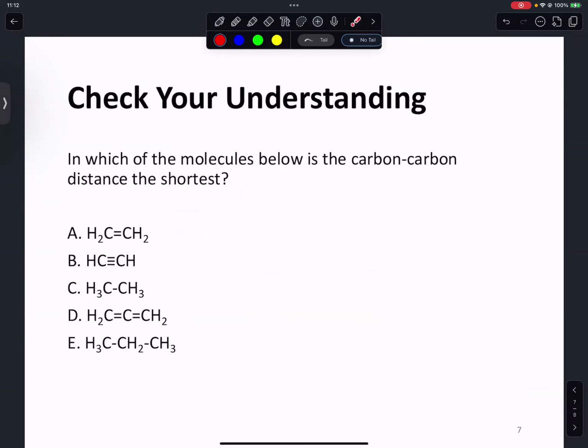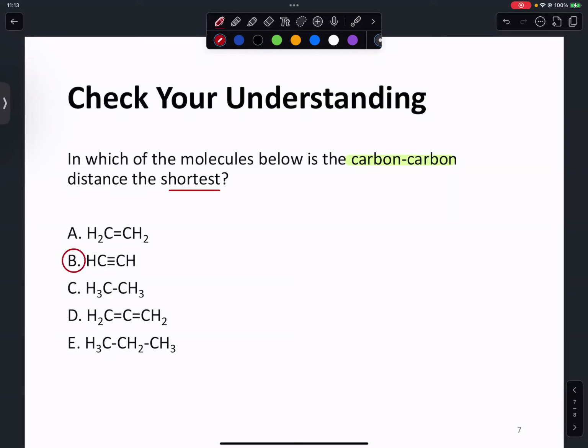Now I just want to make you all aware that in our comparison right here, I'm using only single bonds. Now, let's check our understanding very quickly and make sure that we apply these concepts. In which of the molecules below is the carbon-carbon distance the shortest? It's just asking about the carbon-carbon distance. And we can see here in A, we have a double bond. B, there's a triple bond, a single bond, a double bond, and a single bond. And of course, the triple bond is going to be the shortest. Okay, so the answer is going to be B.